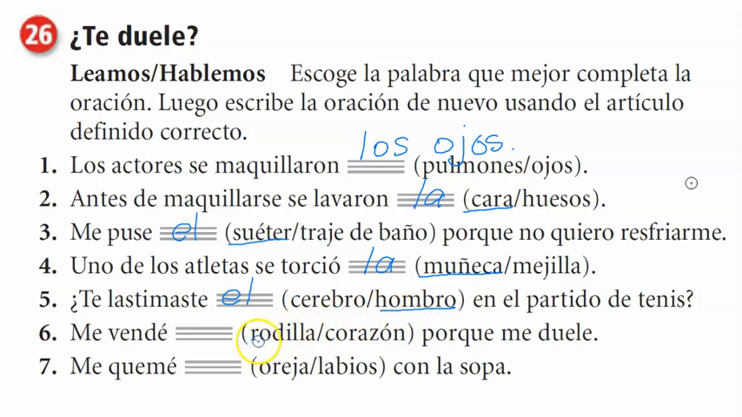Me vendé. What did I bandage because it hurt me? Well, yes, you can have a heartache, but we're not going to be able to bandage it. So our knee is going to be the logical answer of what it is I'm allowed to wrap up or bandage. All right, what did I burn with the soup? My ear? Not likely. I'm probably going to go with los labios.